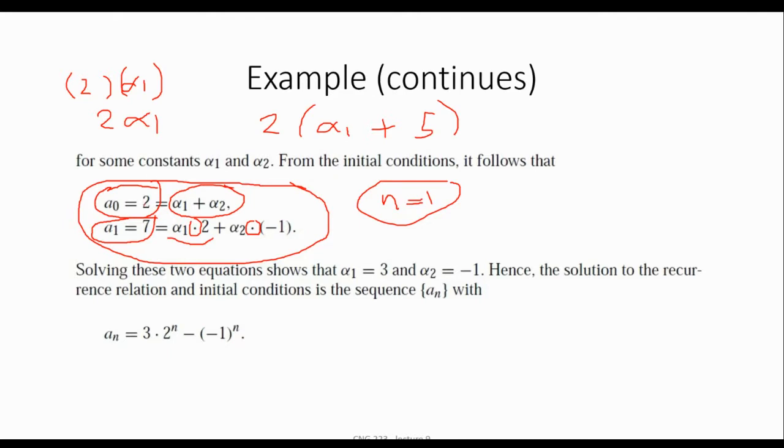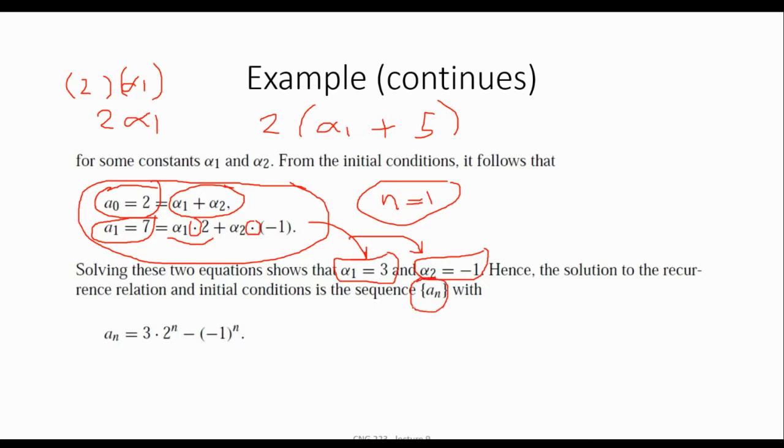Okay, now assume that after solving these two equations, I mean 2 is equal to alpha 1 plus alpha 2, 7 is equal to alpha 1 multiply 2 plus alpha 2 multiply minus 1. Now, based on this, you can easily find alpha 1 and alpha 2. And as soon as you find it, let's see what happens. Hence, the solution to the recurrence relation and initial condition is the sequence. So this is the solution.